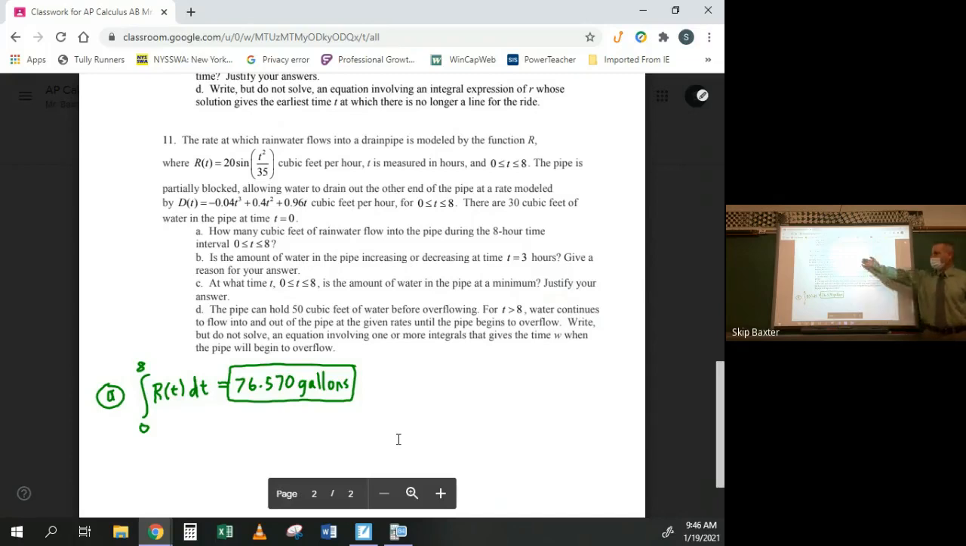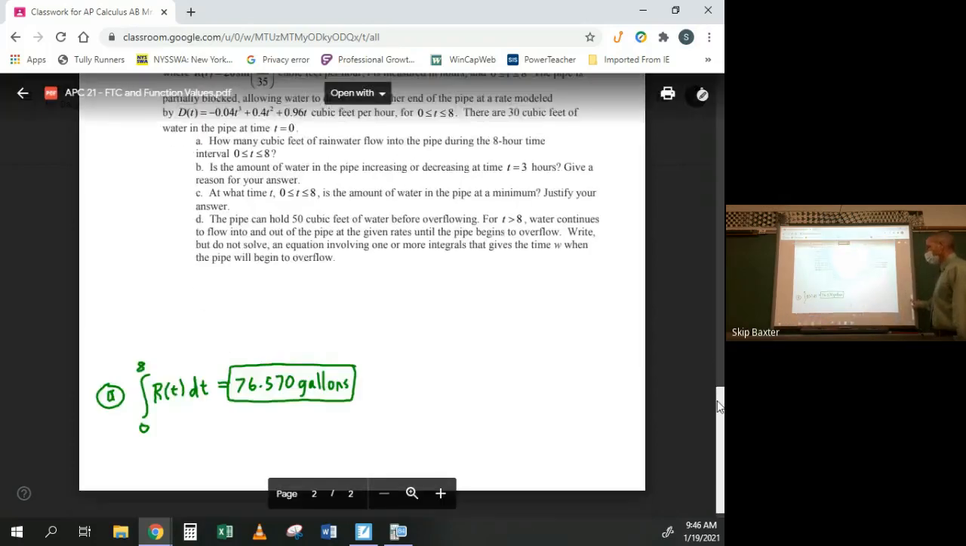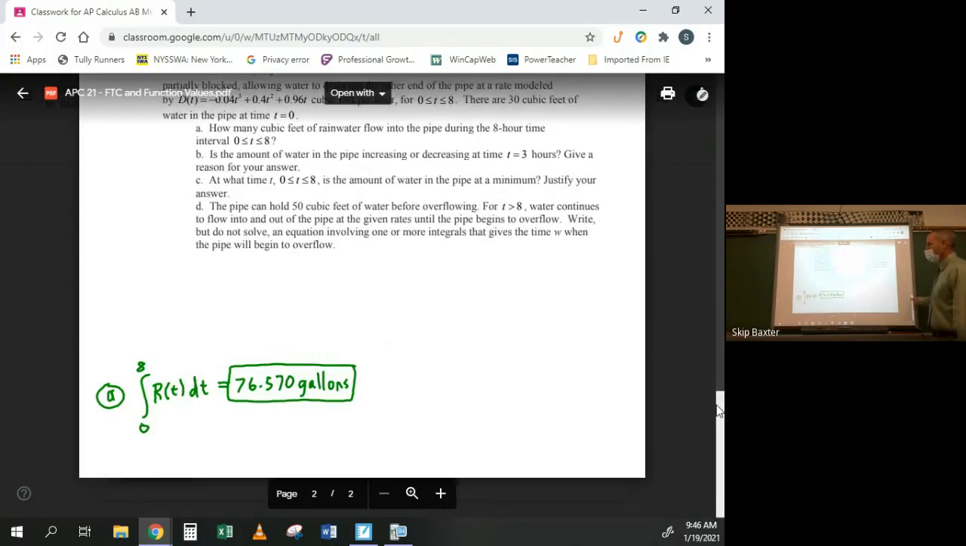Yeah, figure out the rate at which it's flowing in and figure out the rate at which it's flowing out. If it's flowing in faster than it's flowing out, then of course the amount of water is increasing, right? If it's flowing out faster, then the amount of water is decreasing. Again, I can do this all on my calculator with showing very little work and get full credit.